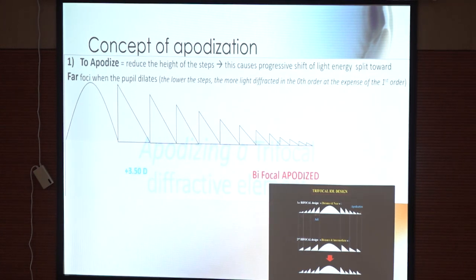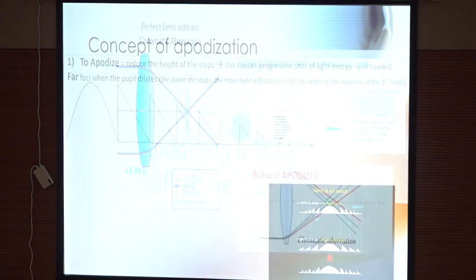When does the pupil dilate? During mesopic conditions. So during mesopic conditions, the pupil will dilate, and these rings, because their height has decreased, the light is shifted to the distance foci more. So this apodization is used in diffractive IOLs to decrease the pupil dependence of the IOL.